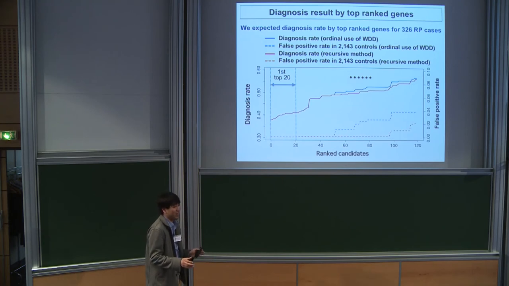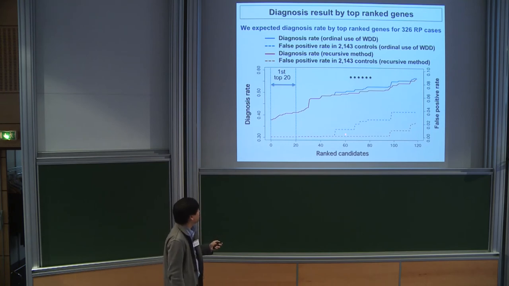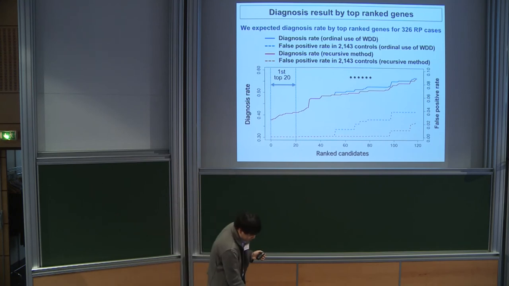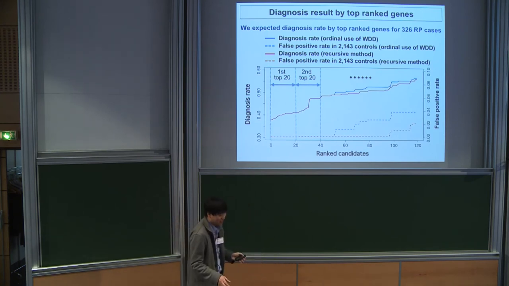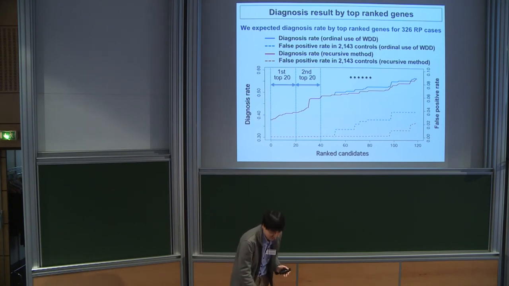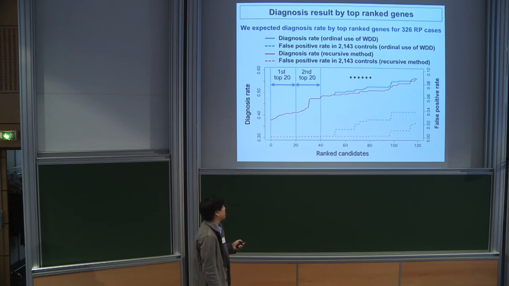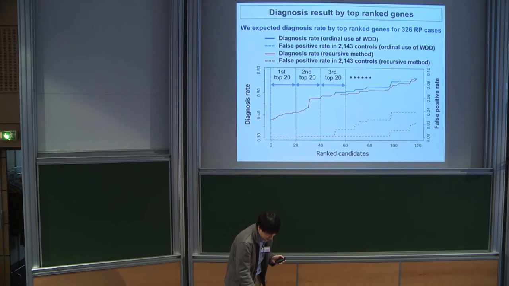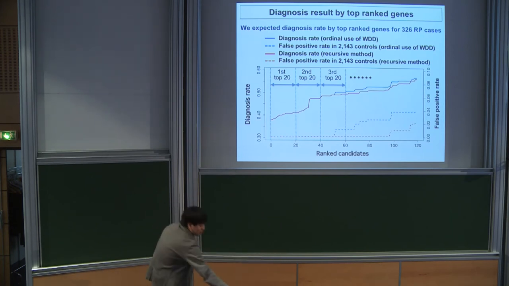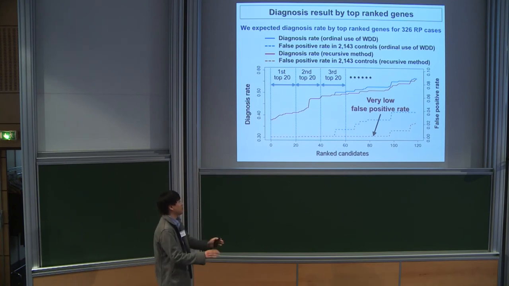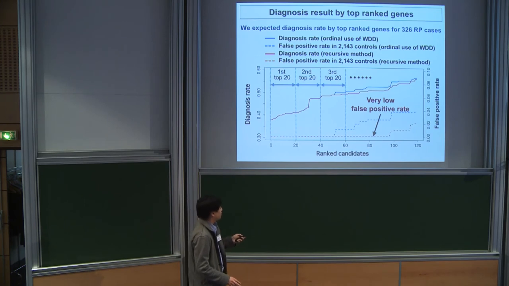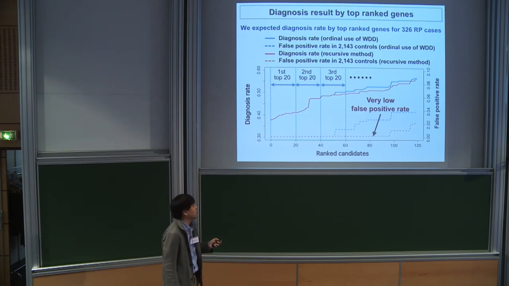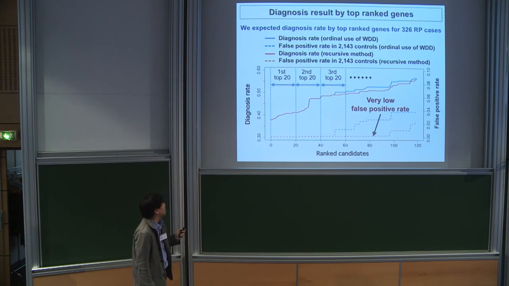Then WDD ranked the candidate list again, ranked the top 20 genes, removed these top 20, and continued until the false positive rate reached some threshold. By using the recursive method, the false positive rate is kept low even for lower ranked candidates. So by using the top 80 ranked candidates, the diagnosis rate is improved to 52%.